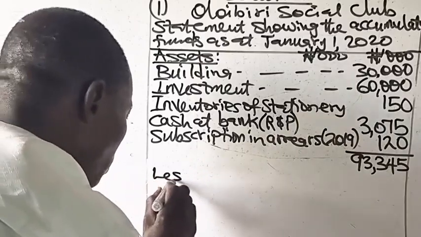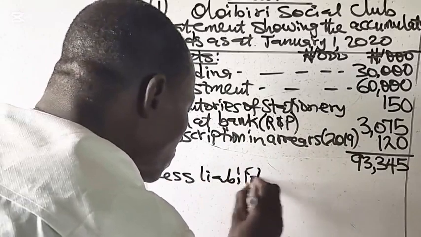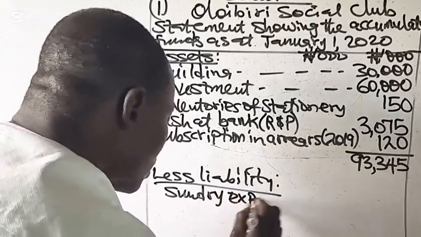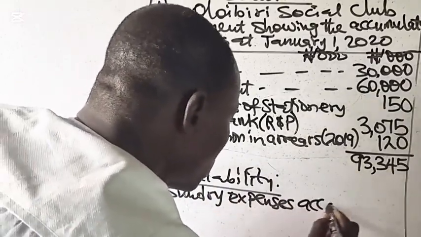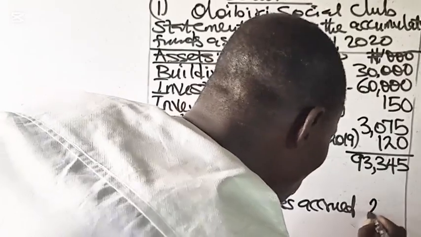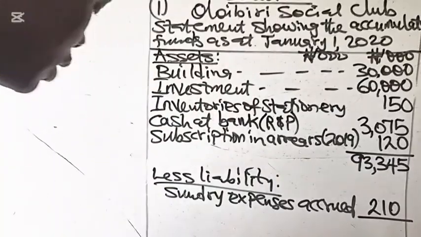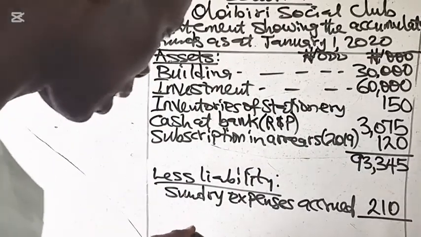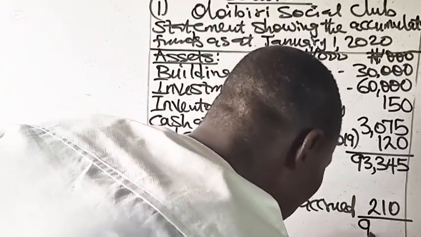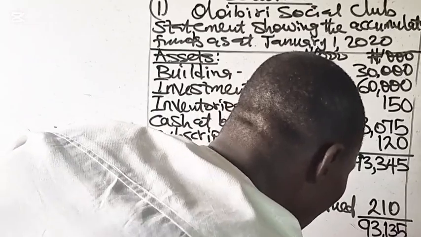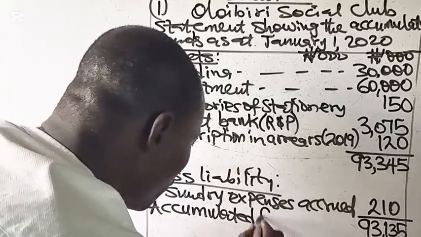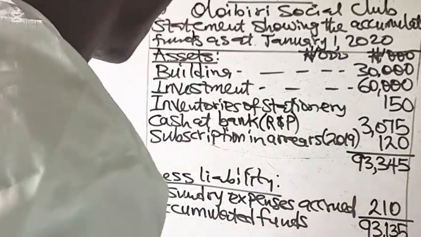Less liabilities. The only liability we have in the opening entry is sundry expenses accrued, and that is given in the additional information, and it amounted to 210,000. So if you subtract 210,000 from 93,345, then you have 93,135. And that is the accumulated funds. That is Roman figure 1.